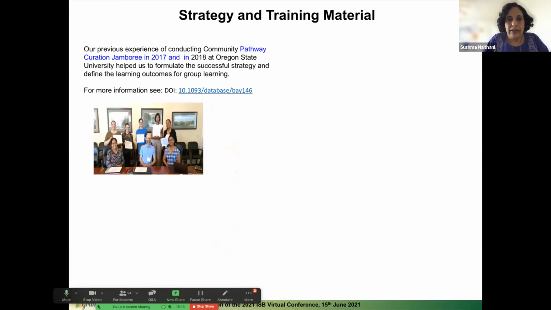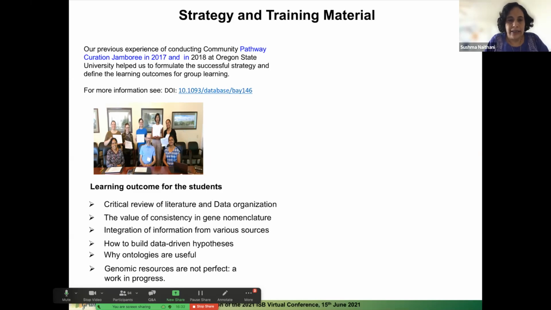So some of the strategy and training material that we use for this training, in addition to that, comes from our previous experience of conducting pathway curation jamborees in 2017 and 2018. Also comes from my teaching undergraduate students and working with them for about the past 20 years. So it helps me to articulate learning outcomes for students.